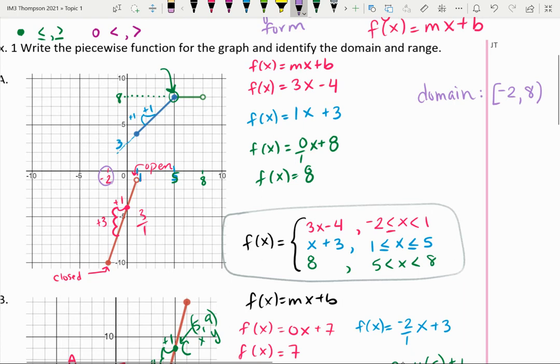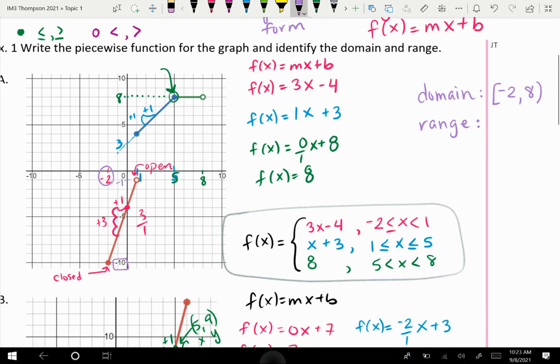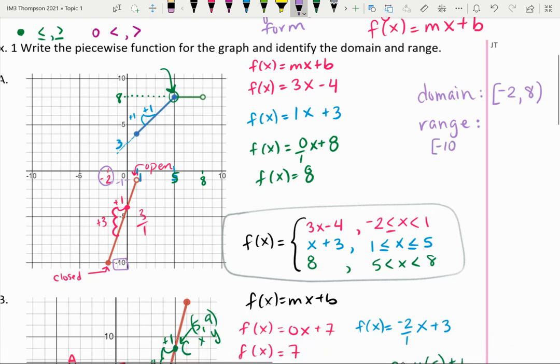All right, let's talk range. Now, when I look at the y values, I have a gap. So it goes all the way down to negative 10. It comes up, comes up, comes up until I get to 1. And then there's a gap. So let's write the first part first. So it's negative 10 all the way to 1. And 1 is an open circle, so it's a parenthesis.